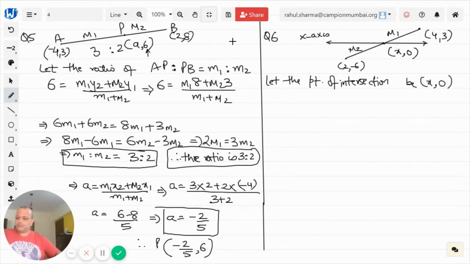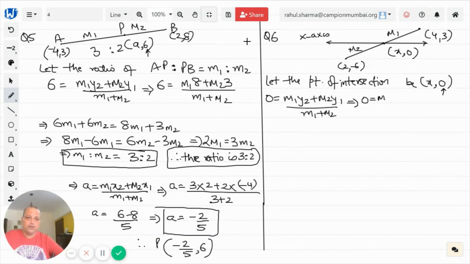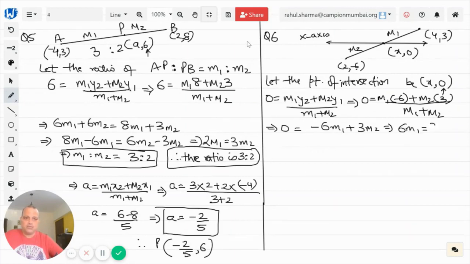So let's look at this question. What does it say? Find the ratio and also find the coordinates of point of intersection. Perfect. So I know that the y coordinate is 0, which means 0 is equal to M1 y2 plus M2 y1 upon M1 plus M2. Let's substitute values. 0 is equal to M1 times negative 6 plus M2 times 3, upon M1 plus M2. Let's cross multiply. This gives me 0 is equal to negative 6M1 plus 3M2, which means 6M1 is equal to 3M2. Therefore, M1 is to M2 is equal to 3:6, which is 1:2.